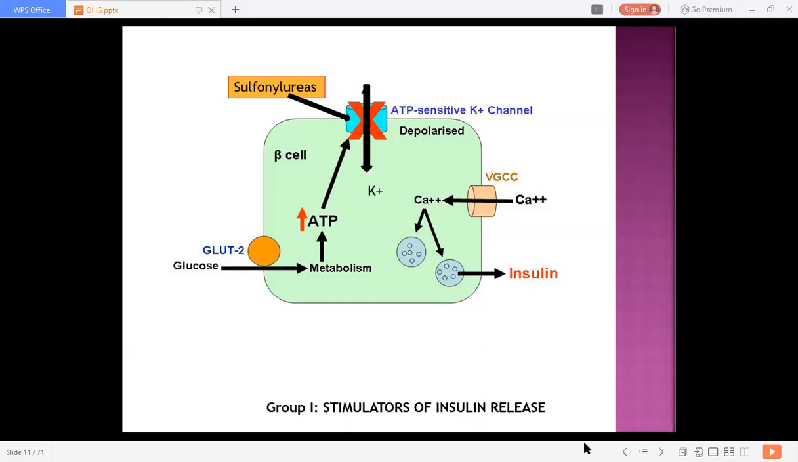For successful therapy with sulfonylureas, at least 30% functioning of beta cells is necessary. Sulfonylureas are ineffective in type 1 diabetes mellitus because of absence of functioning beta cells in the islets of pancreas.